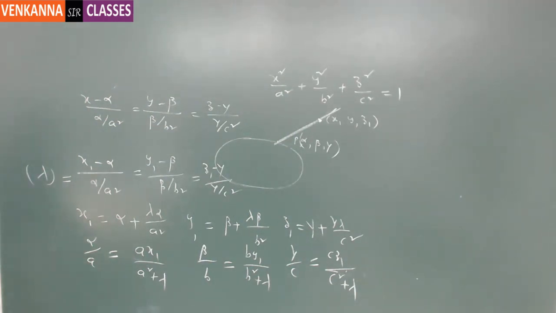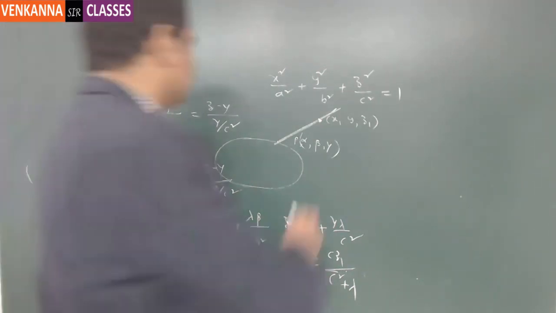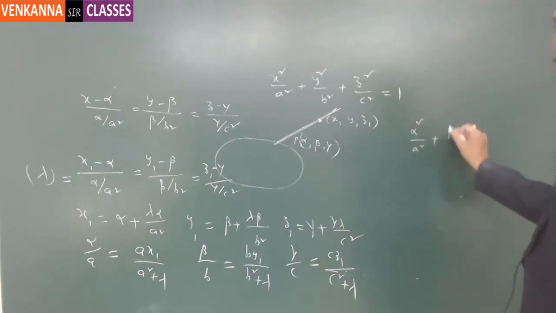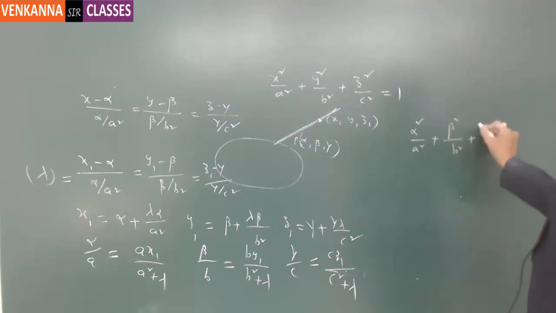So just understand, I have written the normal equation at a point P to the ellipsoid. The normal passes through another point. So I have substituted the point in the normal equation where the parameter value is lambda. I have considered the respective coordinates. From this, I have taken the values of alpha by a, beta by b and gamma by c. Since the point alpha, beta, gamma lies on the ellipsoid, I can write that alpha square by a square plus beta square by b square plus gamma square by c square is equal to 1.